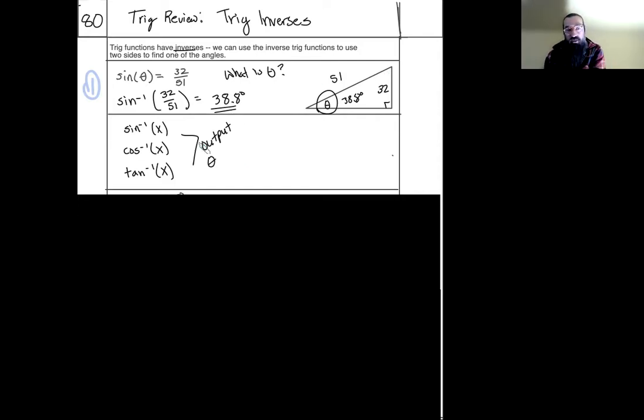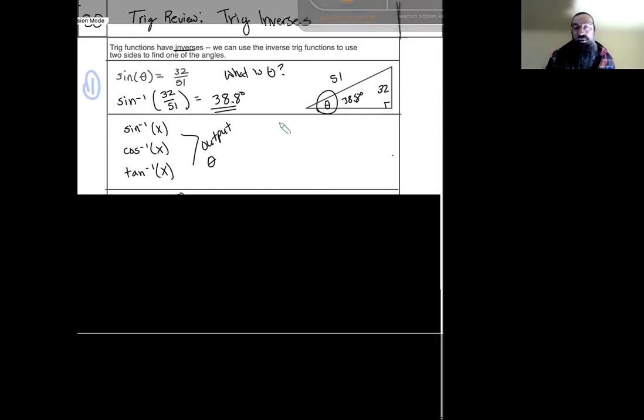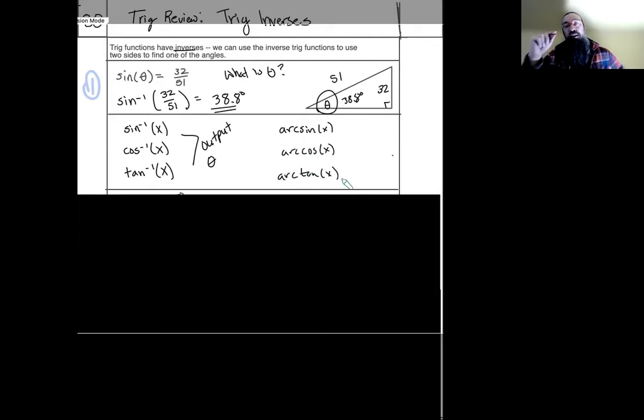One other thing to notice though is that sometimes it shows up differently on different calculators. You can do it in Desmos too, but arc sine, arc cosine, and arc tangent mean exactly the same thing. All right, so in other words, those are equal, those are equal, those are equal. I can type either one in and I will get the same exact result.